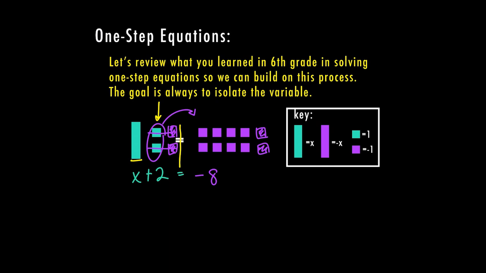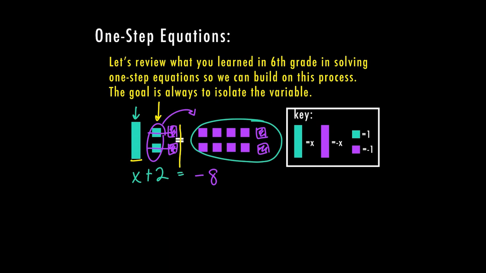So now I can see, since these 1s on the left side are gone, the only thing I have left here is this x right here. And now that x equals all of these negatives on the other side. So in this case, x equals negative 10.